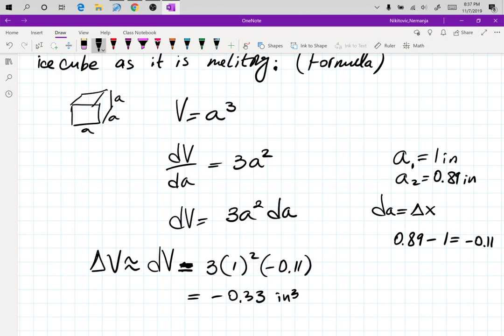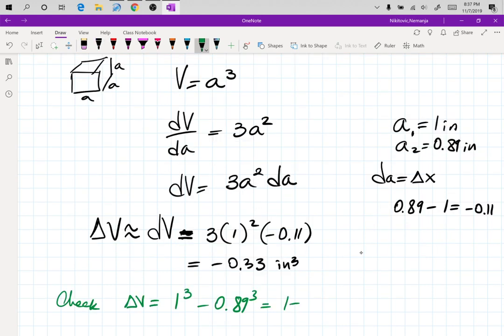So that's the change in volume. And this is approximating the change. Is this the exact change? No, right? Now, this problem is not too complicated.